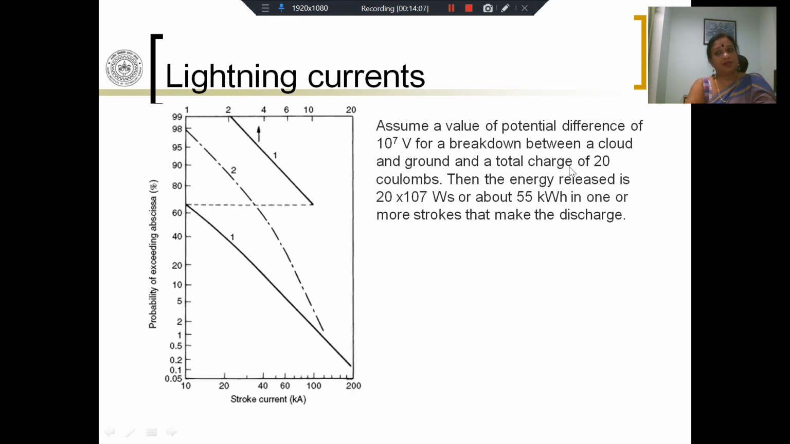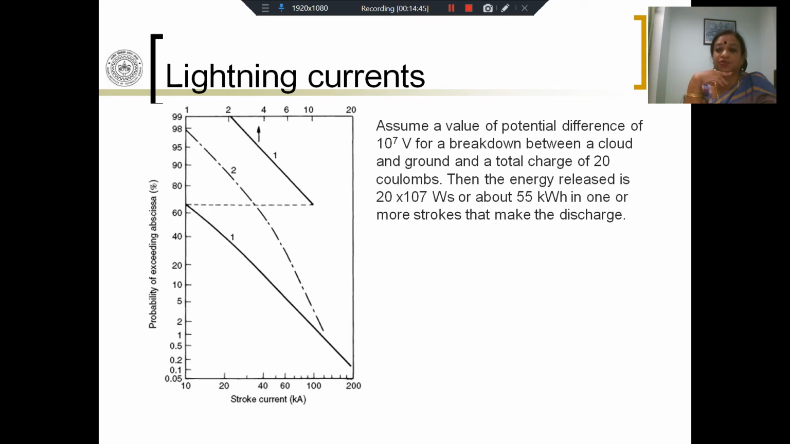Now, as I say, the most important consideration is that of the current. The lightning channel carries a huge quantity of current. Let us assume that there is a potential difference between the cloud and ground of 10^7 volts at the instant of breakdown, and let us say that before breakdown, there is 20 coulombs of charge on the cloud. This charge will be dissipated through a high current, which will flow across this 10^7 volts potential difference. So that means a very large quantity of energy.